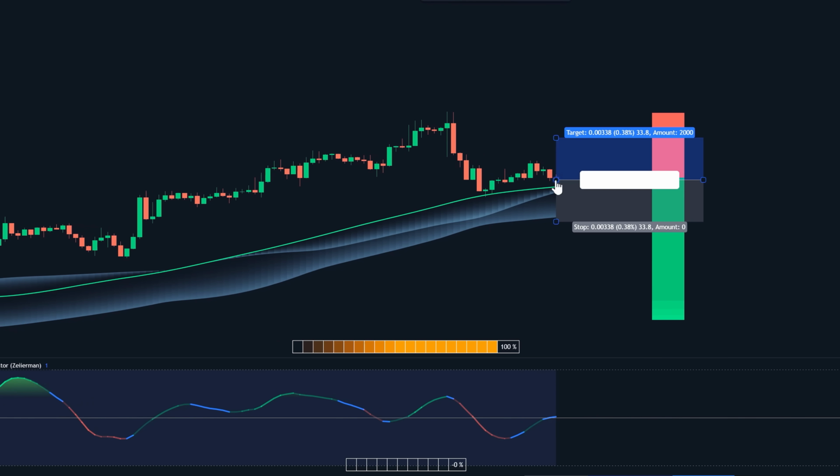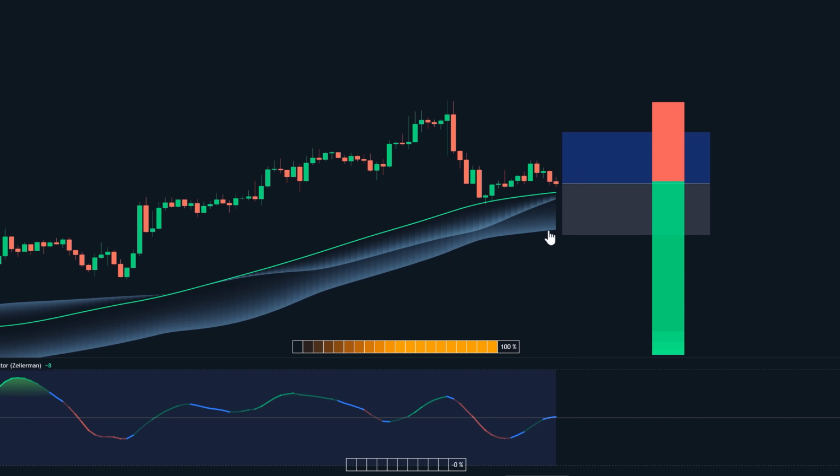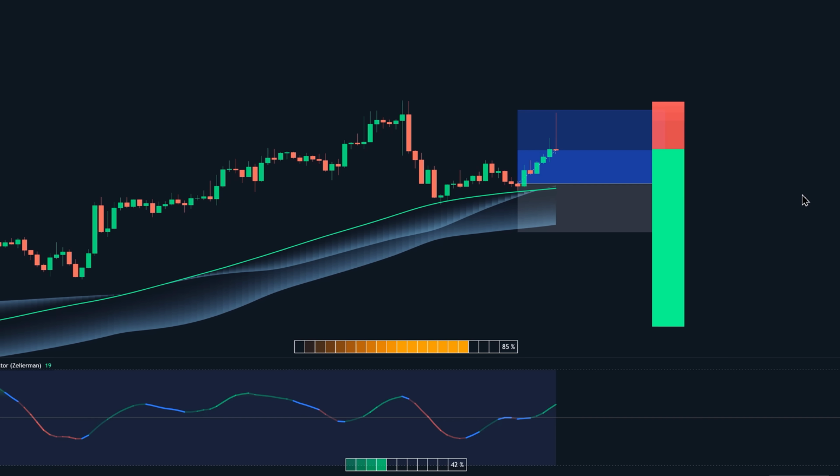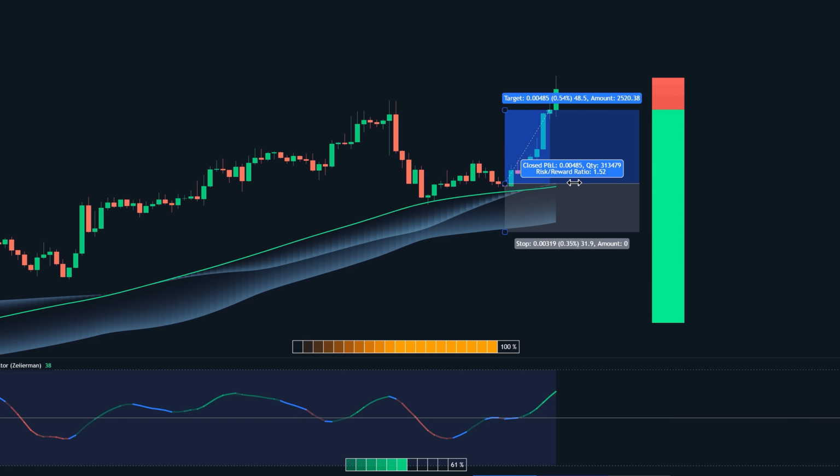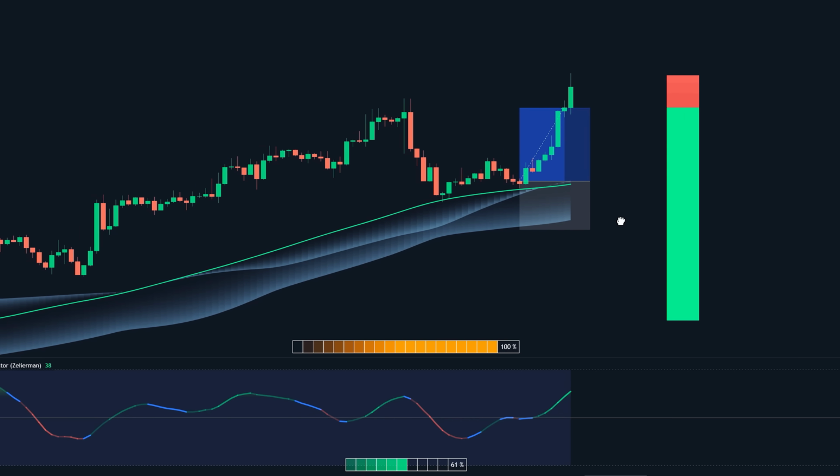We're gonna put the stop loss leveled with the green trend ribbon, targeting a 1 to 1.5 risk-reward ratio, letting the trade run. And as you can see, ladies and gentlemen, the trade was profitable.